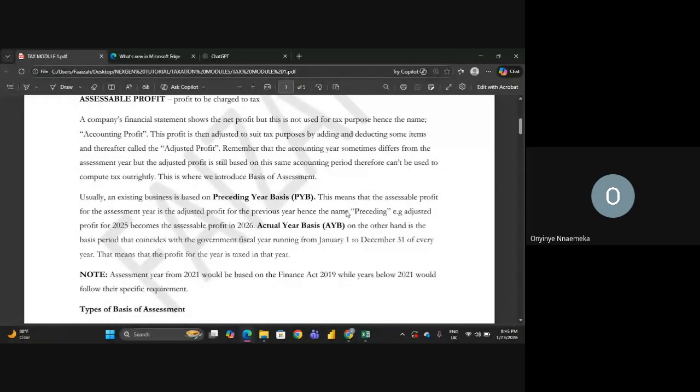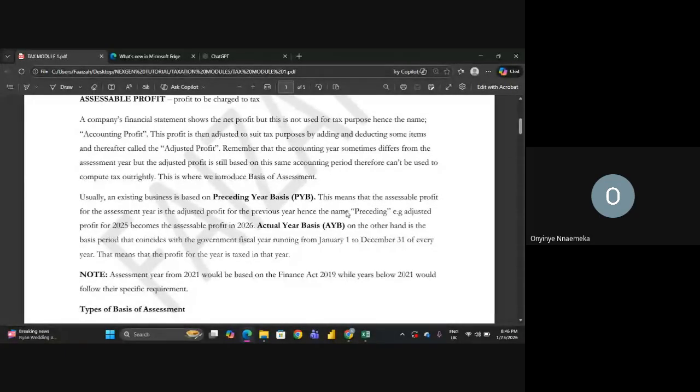Now, because we cannot use accounting profit as adjusted profit, and adjusted profit also differs from assessable profit, because adjusted profit follows the accounting period, to adjust the adjusted profit to follow the assessable year or year of assessment, that is what is called basis of assessment. Now let me repeat that. We have the accounting profit. We adjust the accounting profit to fit taxation. Then we get the what?